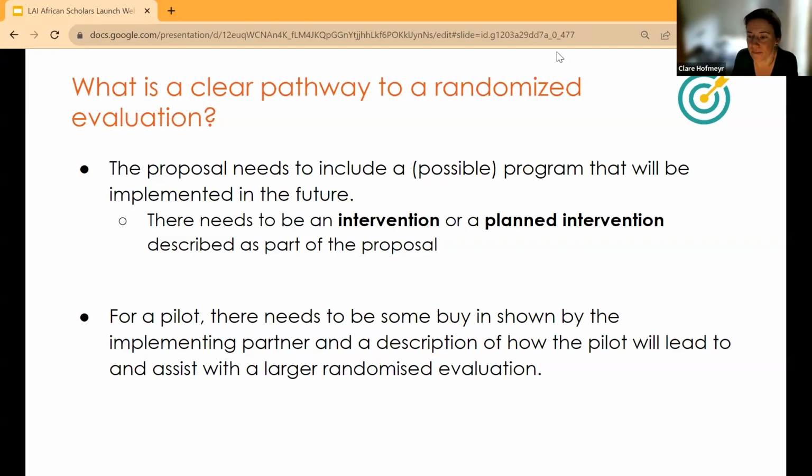For a pilot, I'll mention this again just now, you need to show that there's some buy-in from the implementing partner, the organization that's actually going to deliver the intervention, and a description of how that pilot will lead to and assist with a larger randomized evaluation. The initial proposals open to African scholars who haven't yet been funded by J-PAL are for proposal development grants and pilots, but it must always be clear how your work will lead to a full randomized evaluation, because that's where we want you to get to.